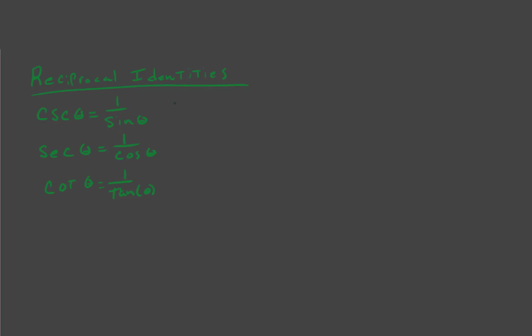If cosecant of theta is the reciprocal of sine of theta, then sine of theta must also be the reciprocal of cosecant of theta. Cosine of theta is 1 over secant of theta. And tangent of theta is 1 over cotangent of theta. Those are the reciprocal identities.